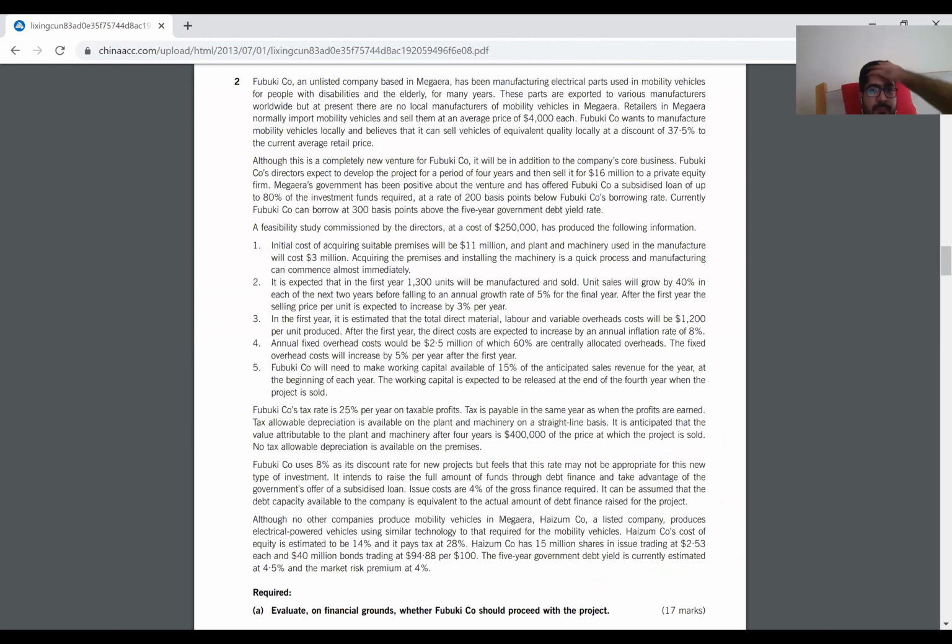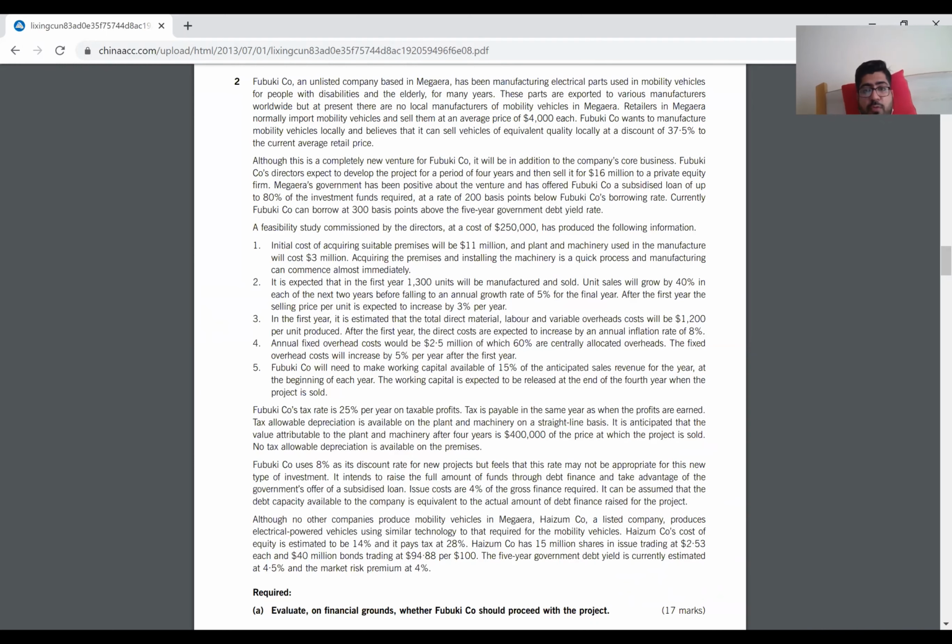Now, although this is a completely new venture for Fubuki, it will be in addition to the company's core business. Fubuki's directors expect to develop the project over a period of 4 years and then sell for 16 million to a private equity firm. Megara's government has been positive about the venture and has offered Fubuki a subsidized loan of up to 80% of the investment funds required at a rate of 200 basis points below Fubuki's borrowing rate. Currently, Fubuki can borrow at 300 basis points above the 5-year government rate.